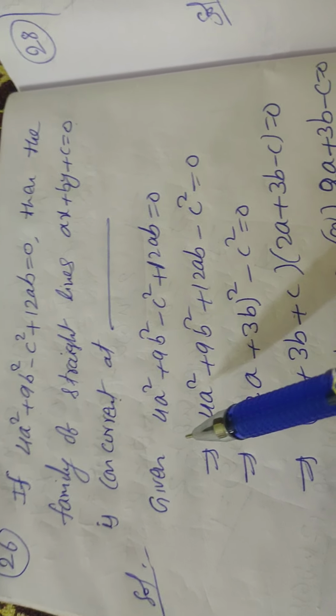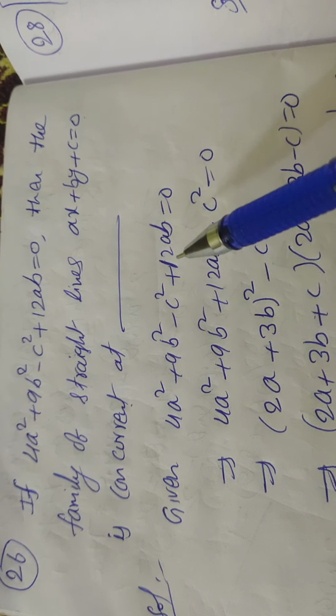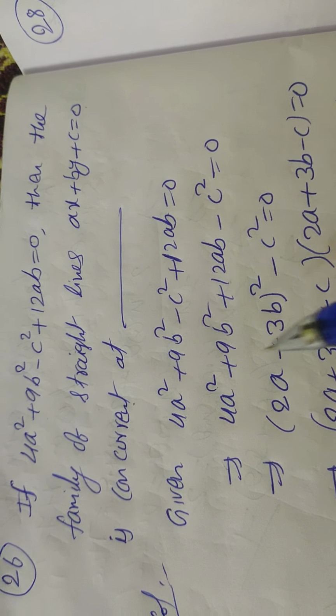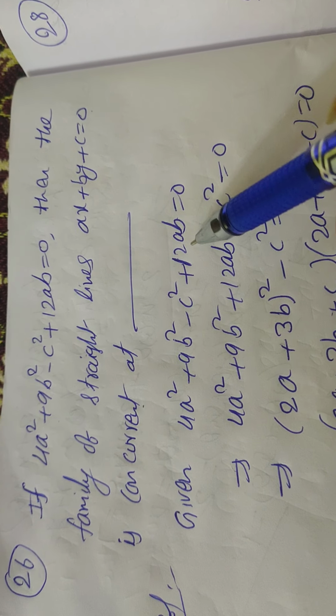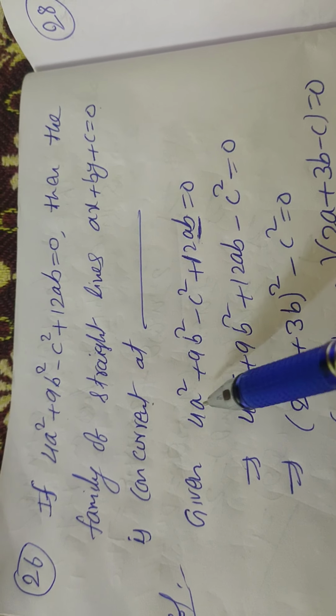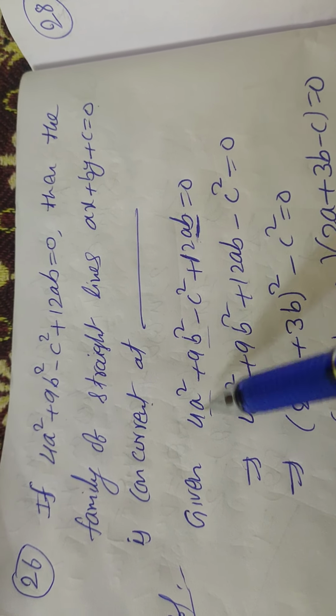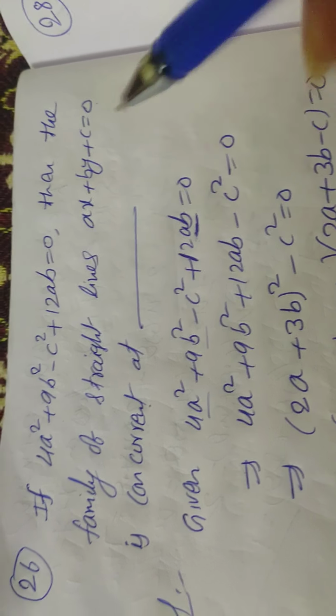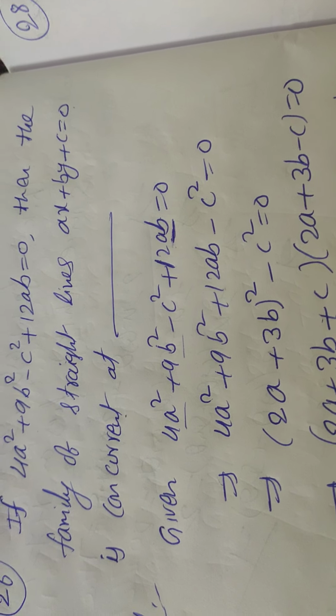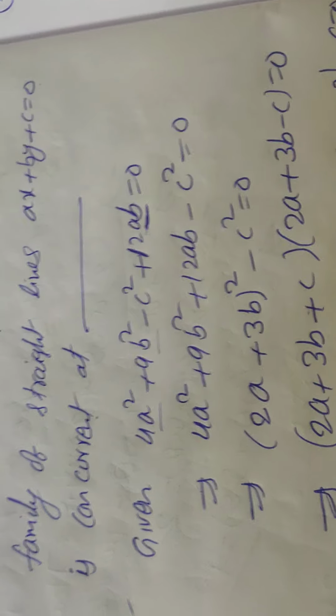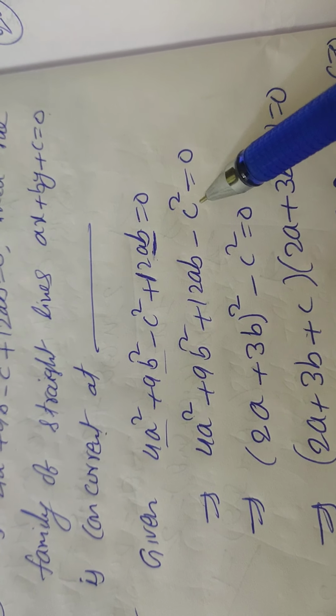See the question, 4a square plus 9b square minus c square plus 12ab is equal to 0. When you observe, this is in terms of a and b. Is it possible to complete these three terms as a complete square? That means, can you write in terms of some x plus y whole square? We have to see. So minus c square keep outside.